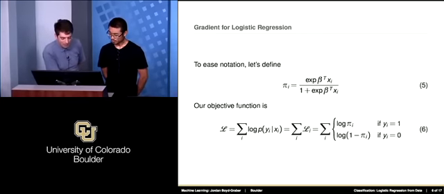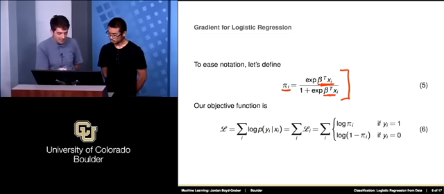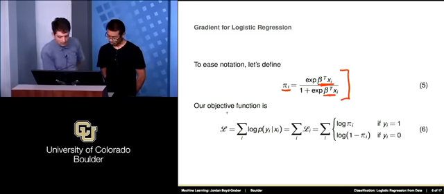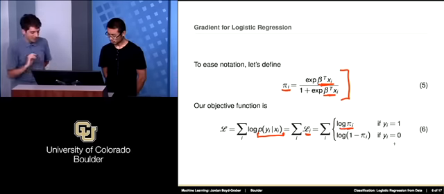So to ease our notation, I'm going to define something called pi_i. That is basically just this expression, the exp of the dot product over 1 plus the exp of the dot product. And so this will make things a little bit easier. We can rewrite our objective function in terms of these pi's. And so we want the probability of labels given our data to be as large as possible. We'll take the log. We can do that because this is a monotonic function. Then we can just rewrite each contribution to that as either log of pi_i if y is 1, and log of 1 minus pi_i if y_i is 0. So does that make sense?